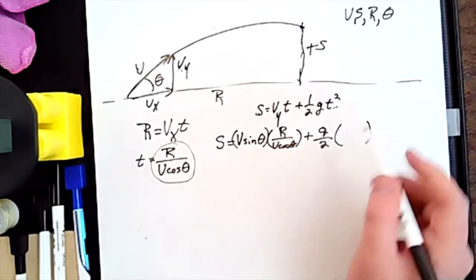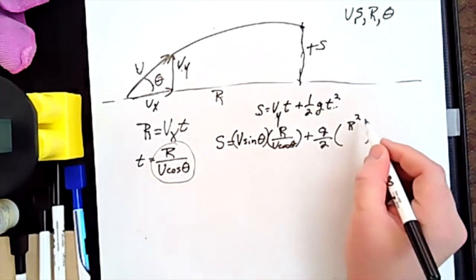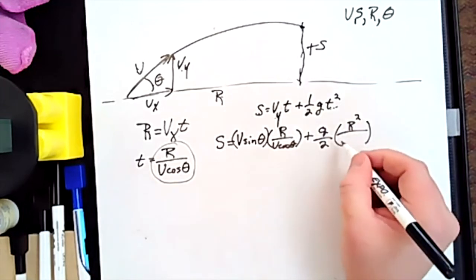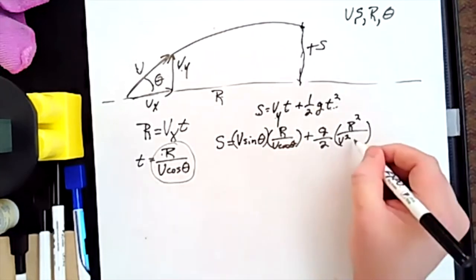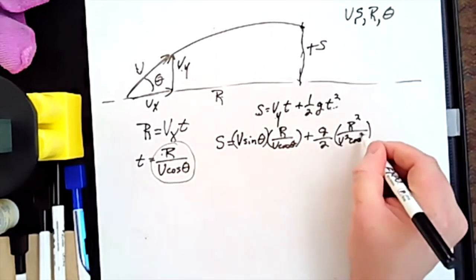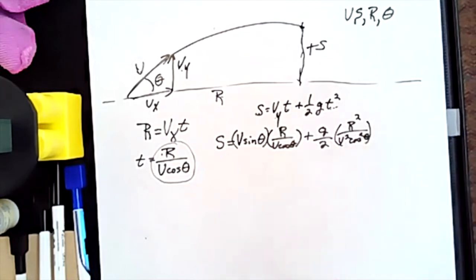So that'd be R squared, right? Over V squared, right? You got to square every one of these things, right? And cosine squared theta, right? Everybody remember how to write that? That's saying you take cosine theta and you square the whole thing, right? It's not saying you square the angle and then take the cosine of that, right? So we put the squared on the cosine, not on the angle. Okay, so let's see what we got.